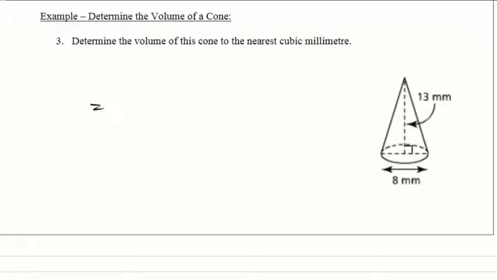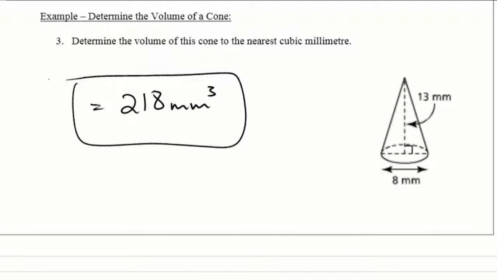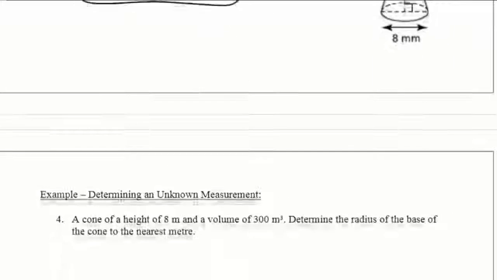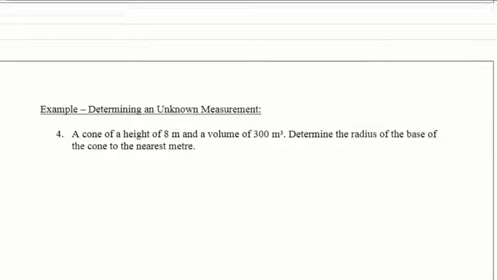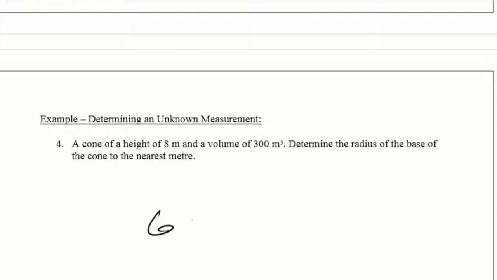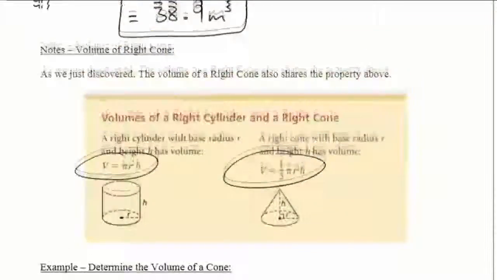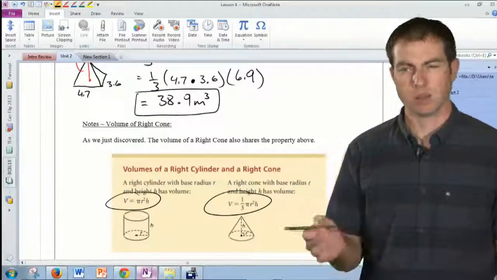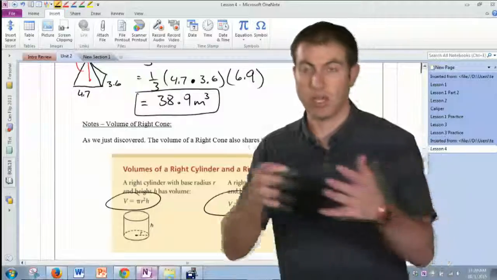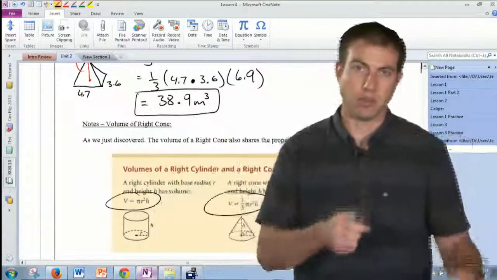If you want to go through them, I have them actually done here. So number 3 was 218 millimeters cubed was the answer for 3. If you want to just jot that down. If you want to try that, you're welcome to. I won't do it next class. Number 4 is tricky, but the answer is 6 meters for the radius. So that one's a working backwards one. So for now, I'm going to leave it. I'm going to trust that you guys are going to be able to do those last 2 using the formulas there. The last one's kind of working backwards. You're given the volume. You have to find the radius instead of the radius to the volume.